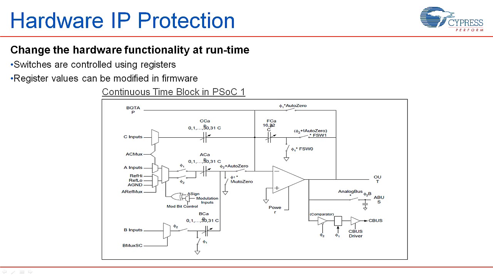Beyond integration and programmable interconnect, the functionality of programmable resources can be changed at runtime. Every programmable block is configured by writing the configuration registers. These values can be modified in firmware. For instance, a continuous time block that is configured as a comparator at startup can be configured as a programmable gain amplifier at a later time while executing the code. It makes it difficult to deduce the analog signal chain or other on-chip peripherals used to implement the system.